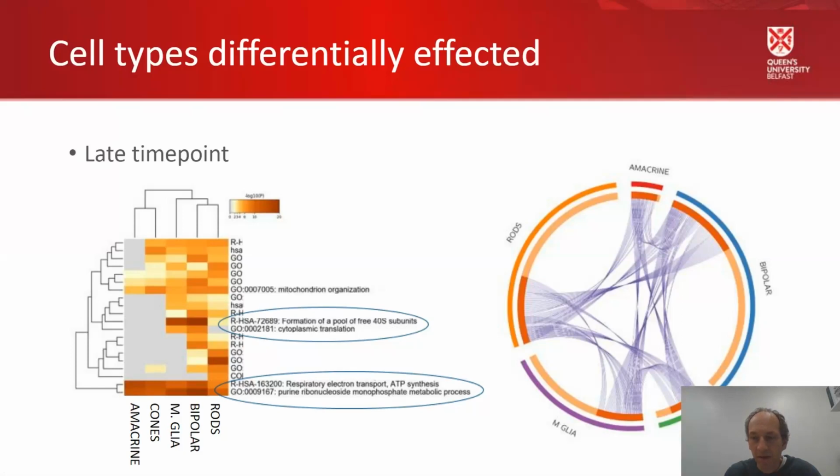So I think what this shows is that certain cell types, such as the rod and bipolar and even the Muller glia, have many genes which are altered and fairly specifically in those particular cell types. So although there are shared effects, different cell types are also differentially affected by diabetes.